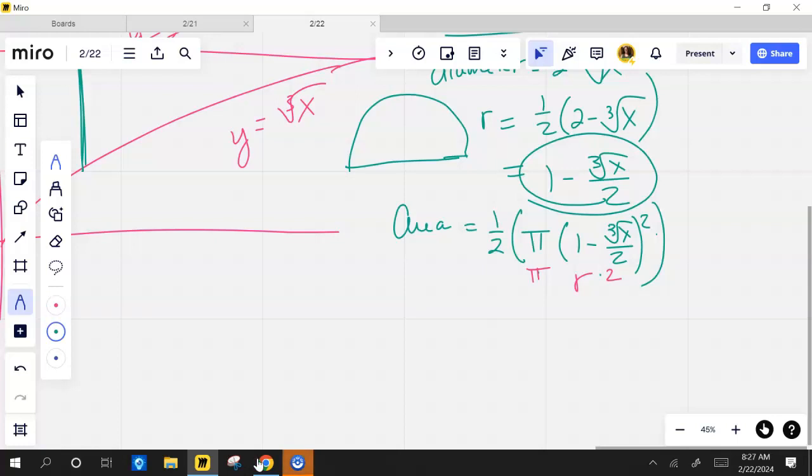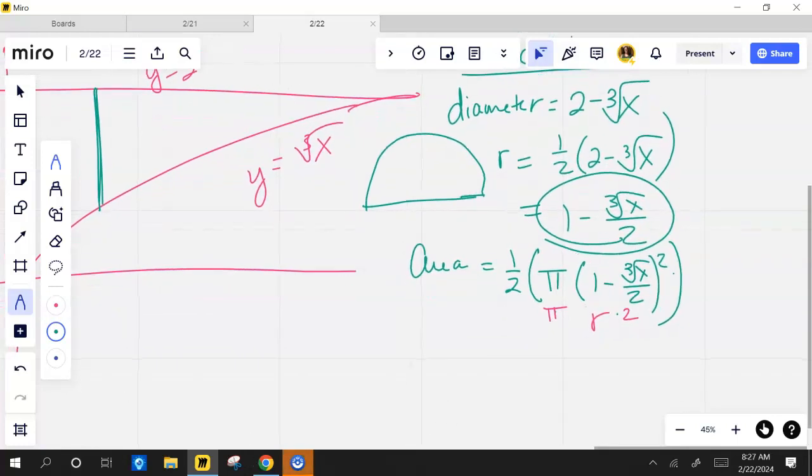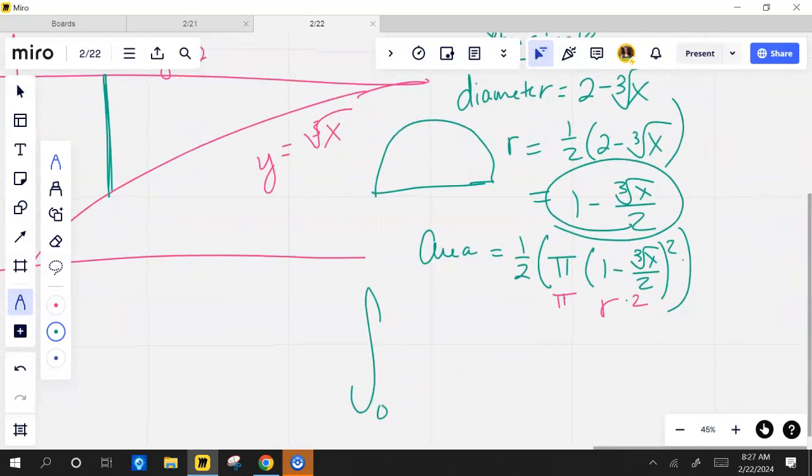We'll have to plug this one in the calculator. I don't even really have to, but it's better that way. What am I integrating from? From what to what? 0 to 8?